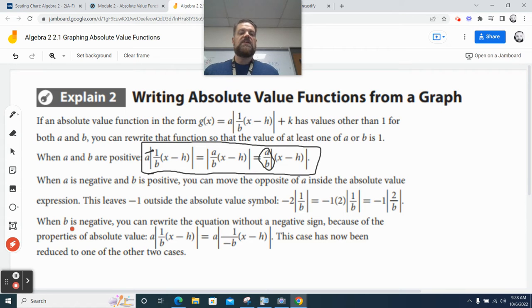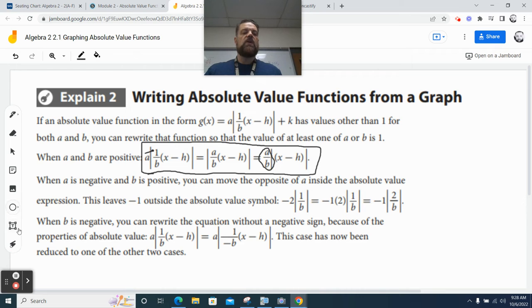And they said when B is negative, you can rewrite the expression without a negative sign because of the absolute value properties. So what they're saying, if A is negative, you can't push the negative sign in. But if it's negative on the inside, it doesn't matter, because you're going to push it out.